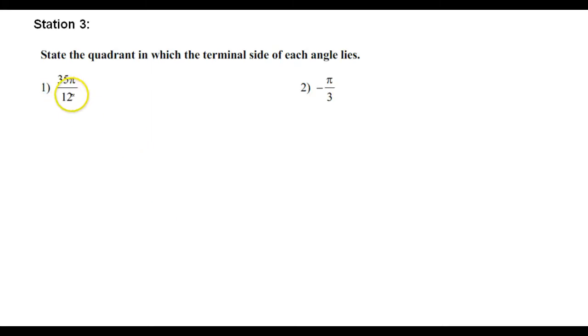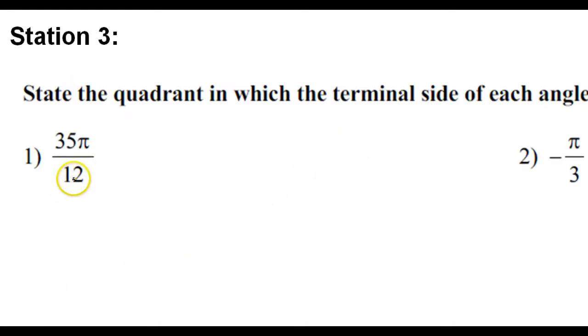Alright, in this video we will learn how to determine the quadrant in which the terminal side of each angle lies. Now pay attention to the fact that some of these will be special angles like pi over 3 or pi over 2 or pi over 4 or pi over 6 or multiples of those. But some of them will not. So depending on whether or not they're special angles, we will have a different approach.